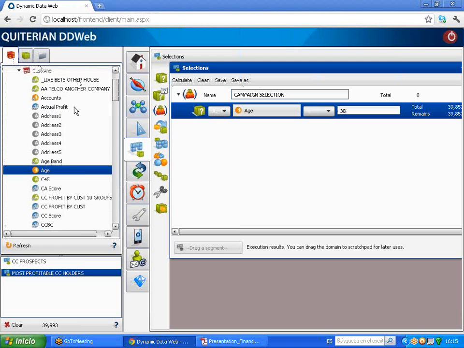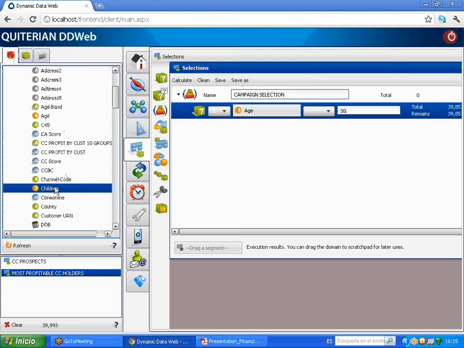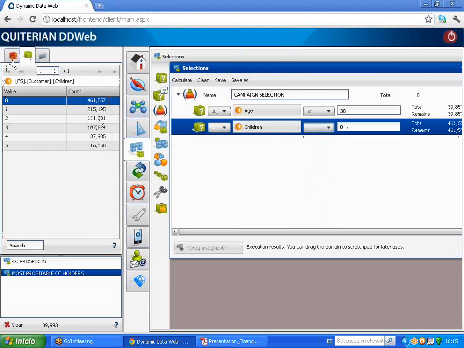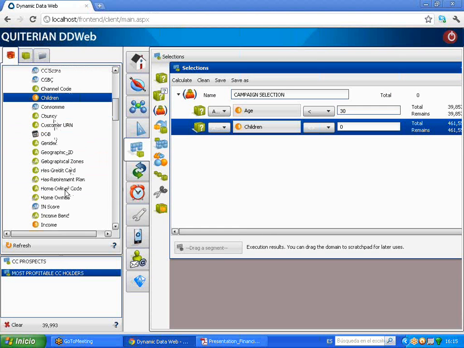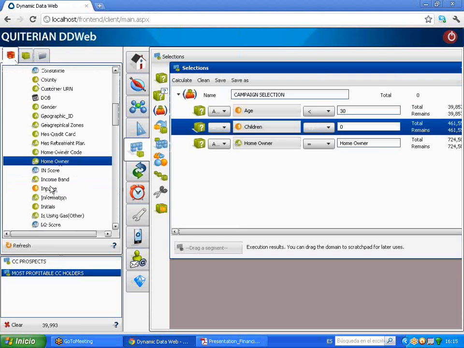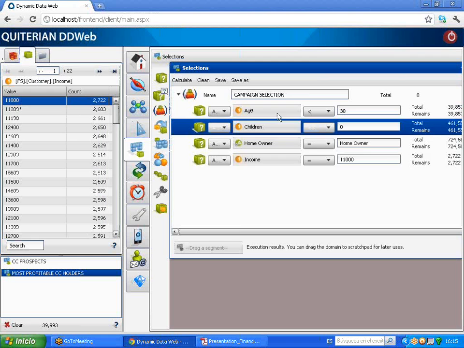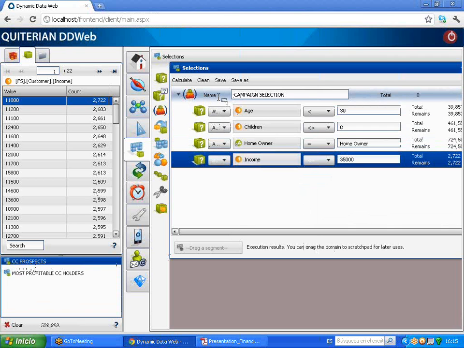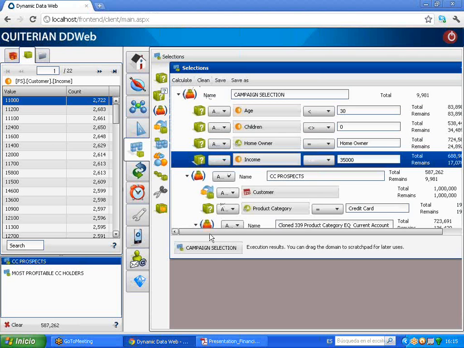We said also that these people have children, so the value has to be different from 0. And then we said also that it's people who are homeowners, so homeowner, yes. And finally, that have income bands lower or equal to 35,000 euros. Of course, I want these people only from my prospects. I drag and drop the prospects in the middle of the screen, I make the calculation, and I have the selection. It's 10,000 people fitting with all these characteristics.